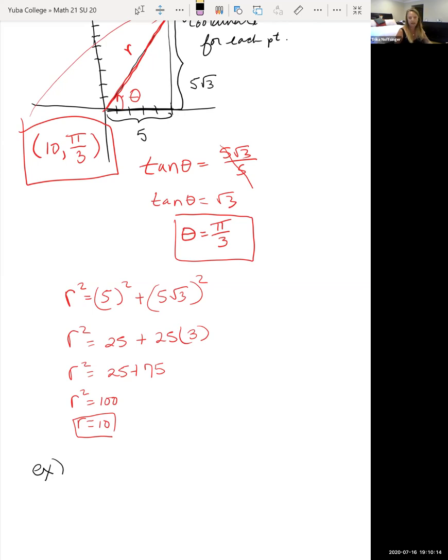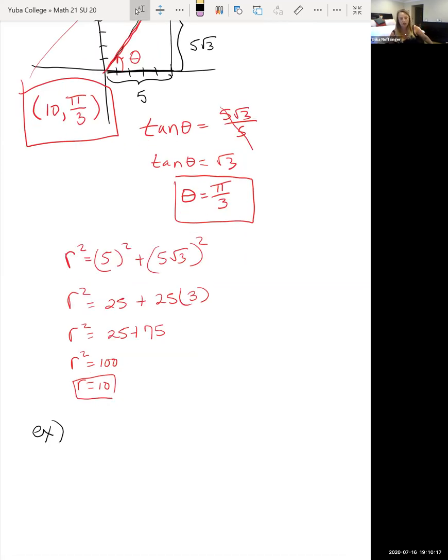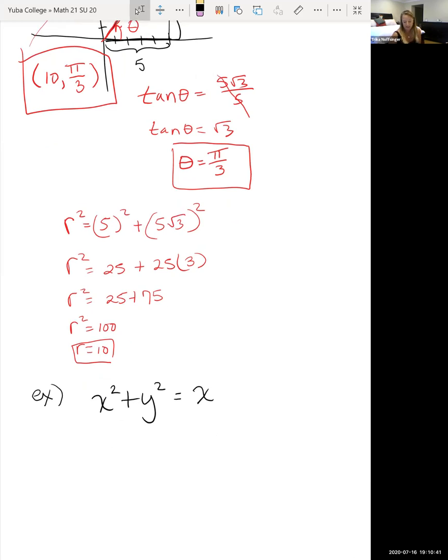But basically, we can take equations that are in rectangular coordinates and rewrite them in polar coordinates. So if you have the following equation, let's say x squared plus y squared is equal to x. If we graph this, hopefully you know the shape of this graph. This is a circle. I can tell it's a circle because I have an x squared and a y squared, and the numbers in front of them are the exact same number. But I want to rewrite this in polar coordinates.